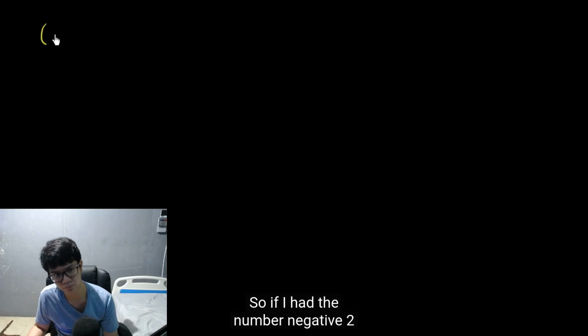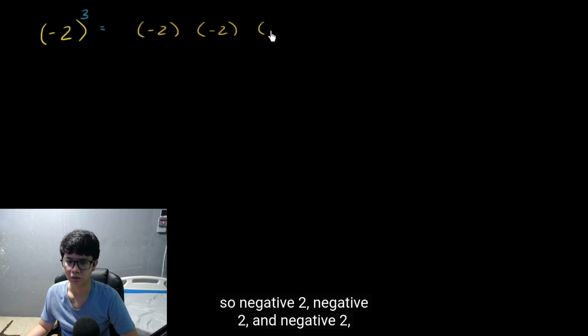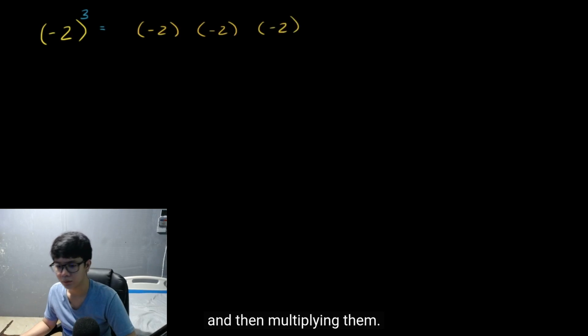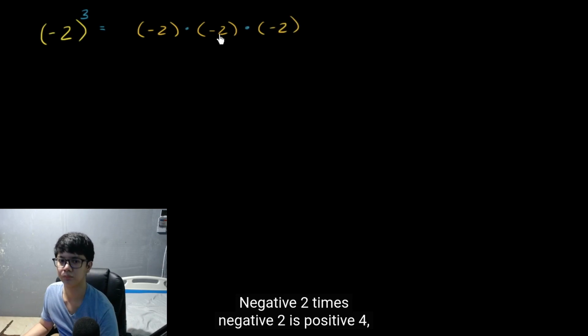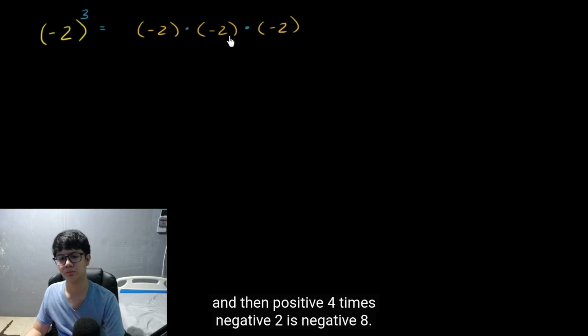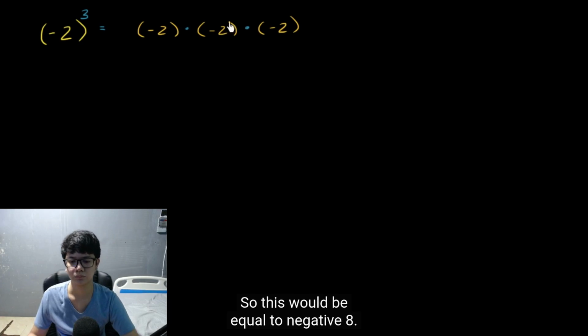In the last video we saw that taking something to an exponent means multiplying that number that many times. So if I had the number negative 2 and I want to raise it to the 3rd power, this literally means taking 3 negative 2's, so negative 2, negative 2, and negative 2, and then multiplying them. So what's this going to be? Well, negative 2 times negative 2 is positive 4. And then positive 4 times negative 2 is negative 8.